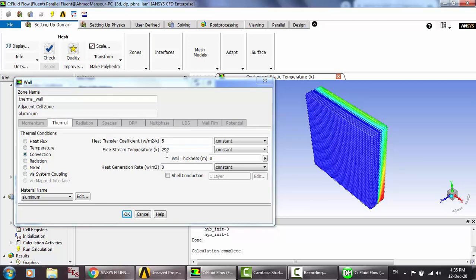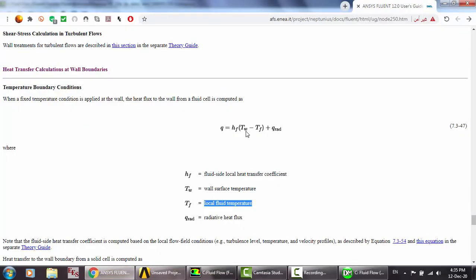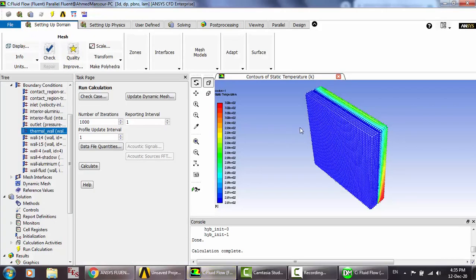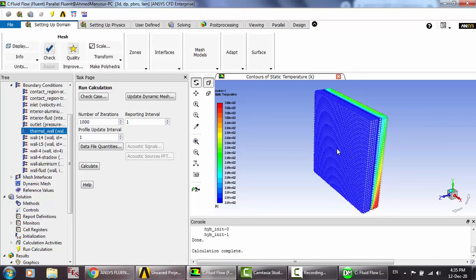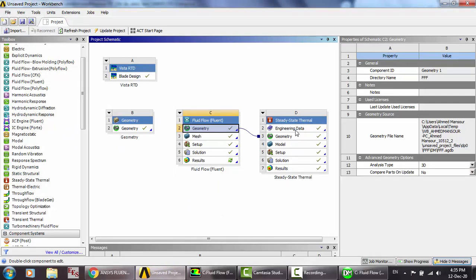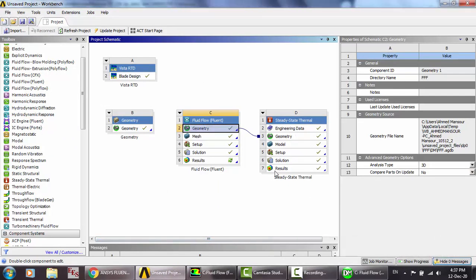Really, this is very interesting because we always depend on the equations to understand the behavior of the heat transfer. Okay, so now I'm very interested in doing the same but using the steady state thermal. But actually, before we start this, there is an important question.